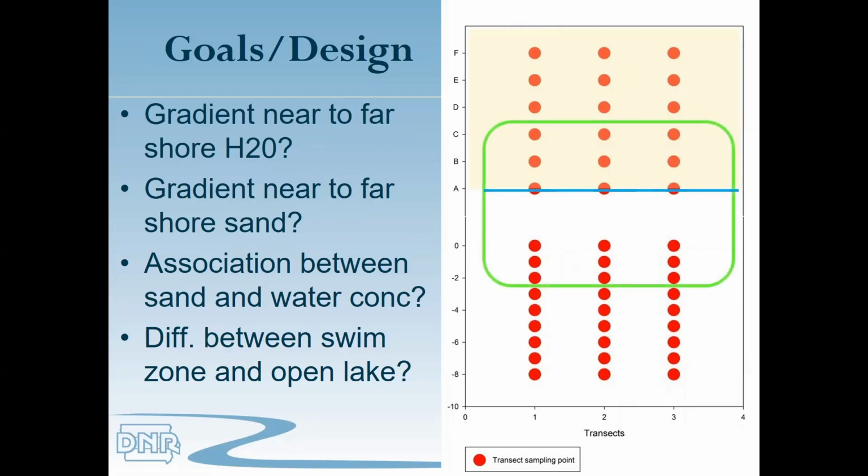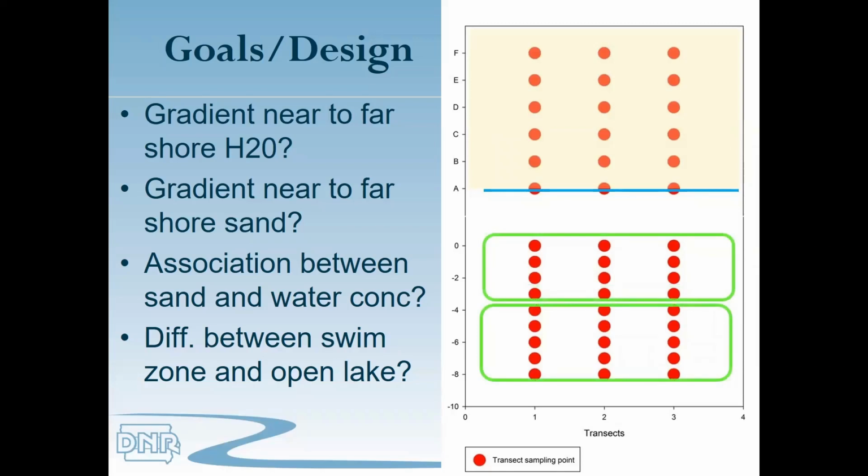Were there associations that we can identify between what was happening in the terrestrial environment in these systems and what was happening in the beach swimming water? And also, were there associations or differences between what was happening in that nearshore swimming area and what we observed throughout the rest of the open lake, which might be more reflective of that broader watershed that Jeff was describing a little bit earlier?